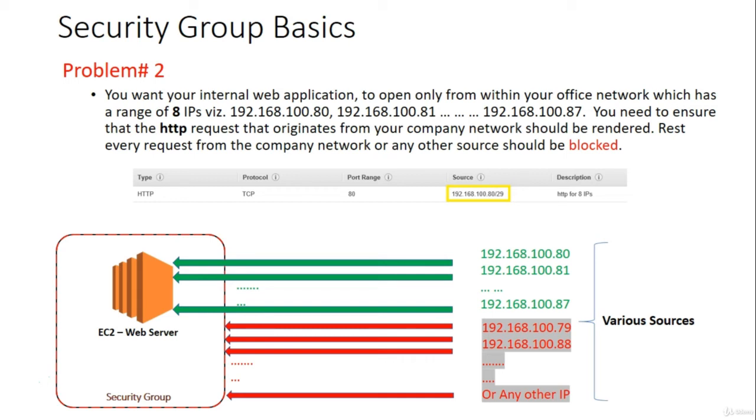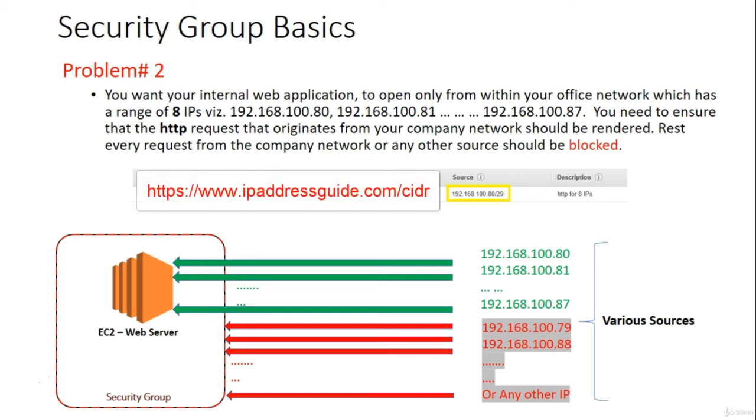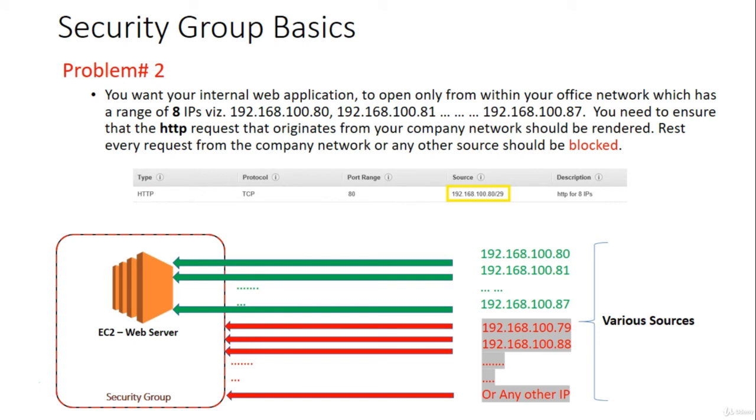The website which you have visited just now, the same can be used. There you can put the first IP and the last IP, that is .80 and .87, and it will automatically give you the value after slash. So in this case it should be 29. Okay, so this is clear, I think.